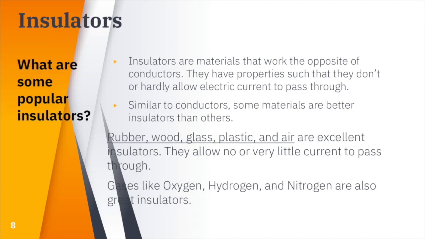Insulators. What are some popular insulators? Insulators are materials that work the opposite of conductors. They have properties such that they don't or hardly allow electric current to pass through. Similar to conductors, some materials are better insulators than others. Rubber, wood, glass, plastic, and air are excellent insulators. They allow no or very little current to pass through. Gases like oxygen, hydrogen, and nitrogen are also great insulators.